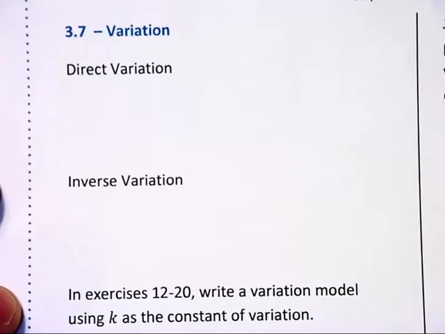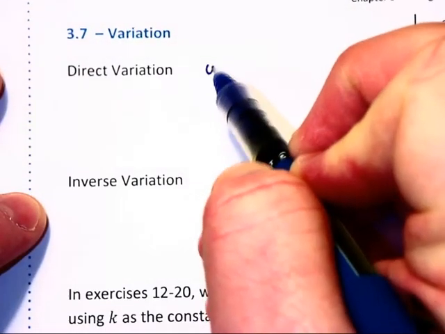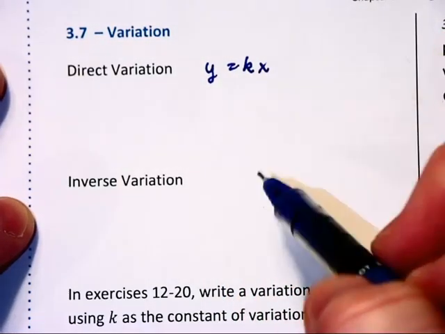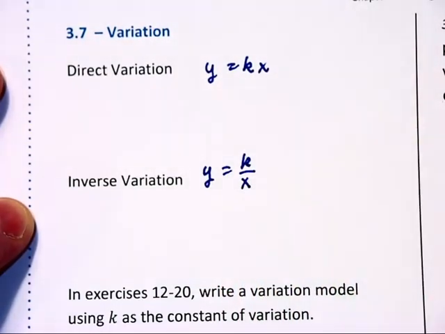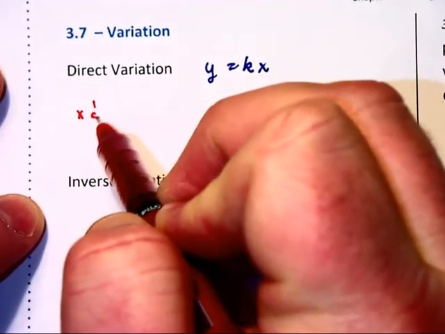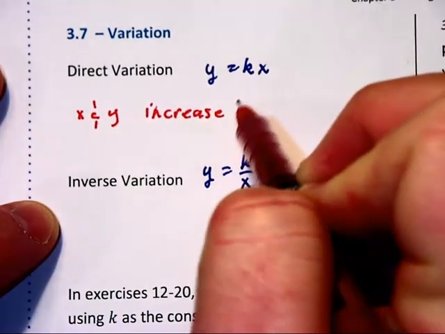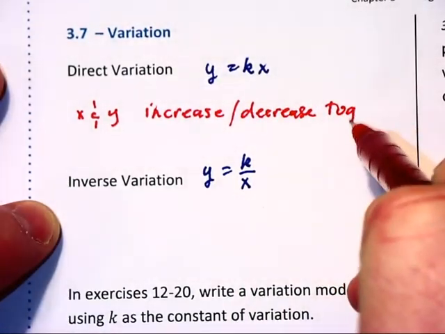This is a topic that you should remember from your last two classes, so we're going to go kind of quickly through it. The main equation for direct variation is y equals k times x, and the main equation for inverse variation is y equals k over x, where k is called the constant of proportionality. With direct variation, I'm going to say that x and y increase or decrease together. Together being the key word.